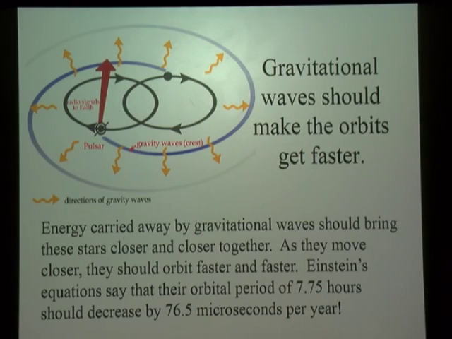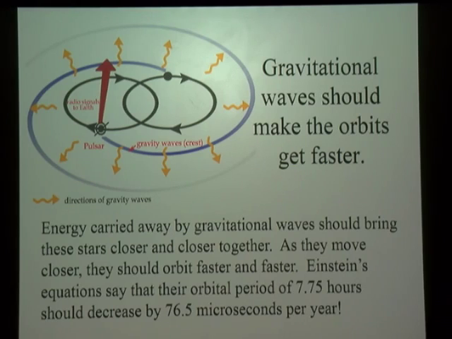And so as a result, we should be able to measure this. And they calculate, okay, the star is 40% more massive than the sun. This is their orbit. They orbit every 7-8 hours. Should we be able to measure it? And the answer was yes. They should be able to measure a very slow decrease in the orbital period. That orbital period, that 7.75 hours, should get smaller by 76.5 microseconds per year.